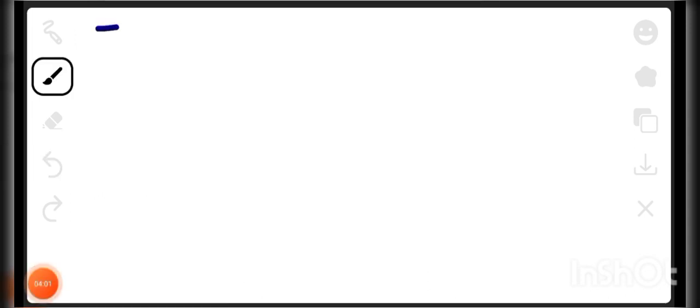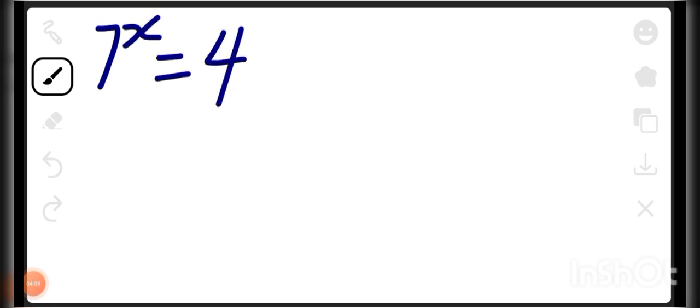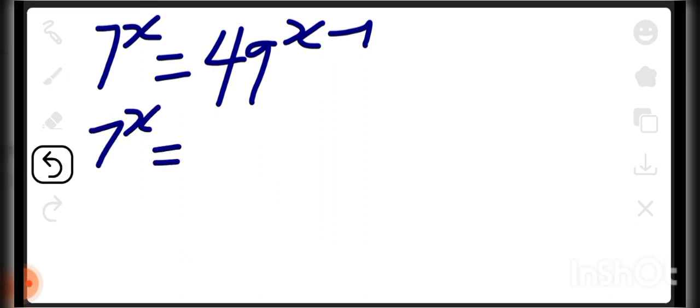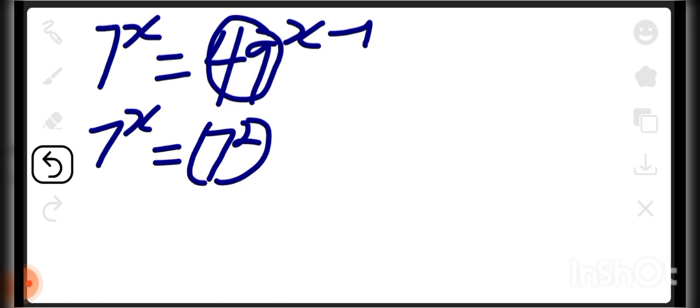So we're having 7 raised to power x is equal to 49 raised to power x minus 1. So we have 7 raised to power x is equal to 7 raised to power 2, which will give us 49. So we just put 7 raised to power 2 here so that the two bases will be the same. We have x minus 1.